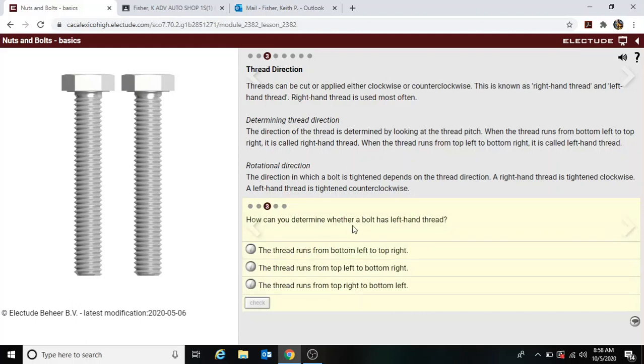How can you determine whether a bolt has left-hand thread? The thread runs from bottom left to top right. The thread runs from top left to bottom right. And that should be right here. Top left to bottom right.